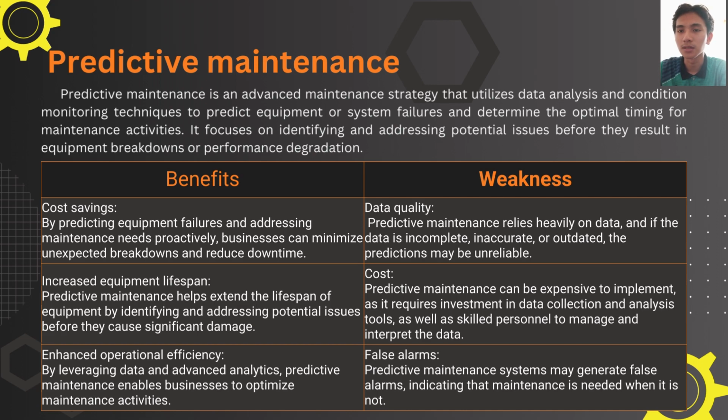And for predictive maintenance weakness, the first one is data quality. Predictive maintenance relies heavily on data, and if the data is incomplete, inaccurate, or outdated, the prediction may be unreliable. The second weakness is cost. Predictive maintenance can be expensive to implement as it requires investment in data collection and analysis tools, as well as skilled personnel to manage and interpret the data. The third weakness is false alarm. Predictive maintenance system may generate false alarm, indicating that maintenance is needed when it is not.